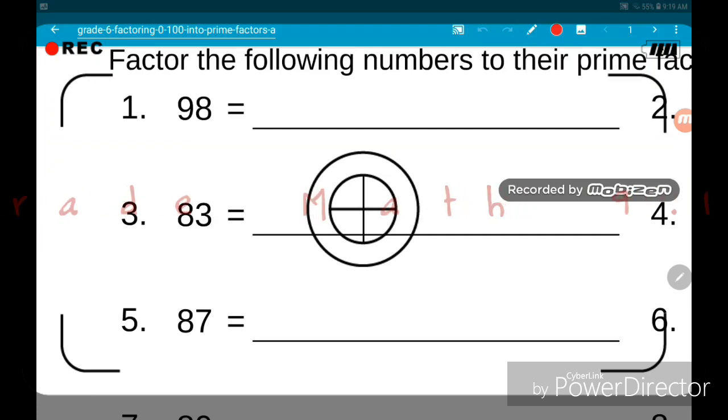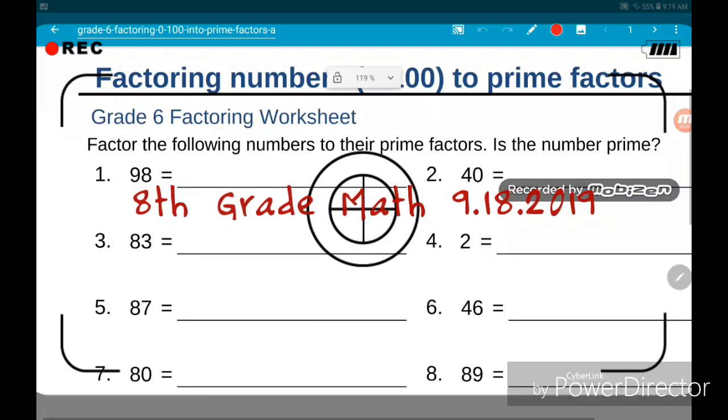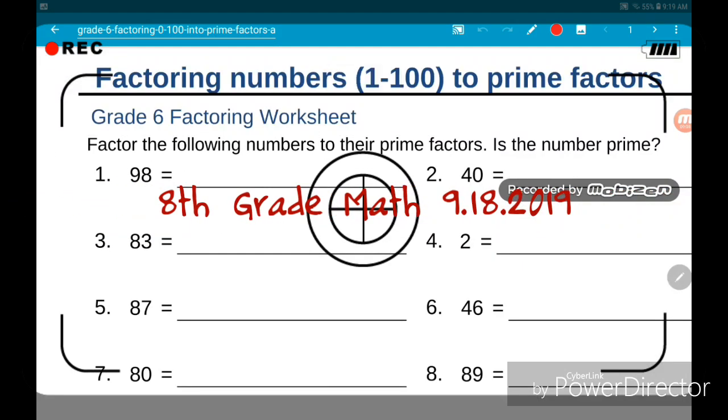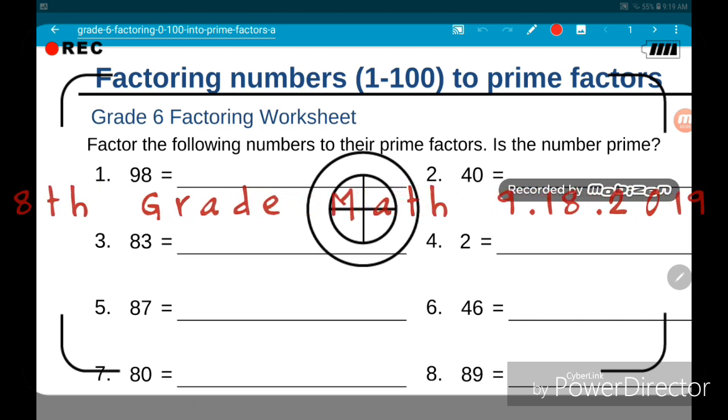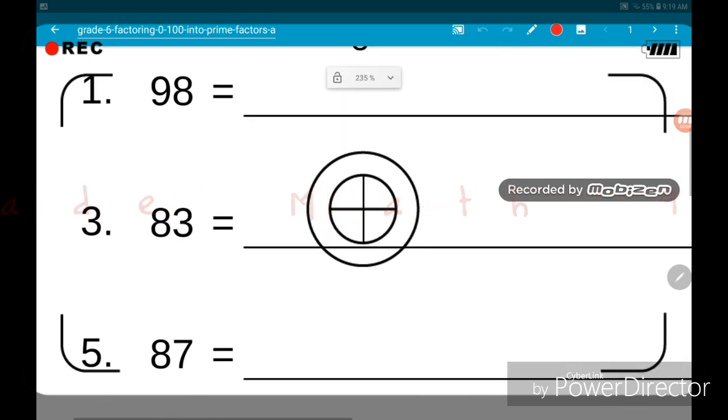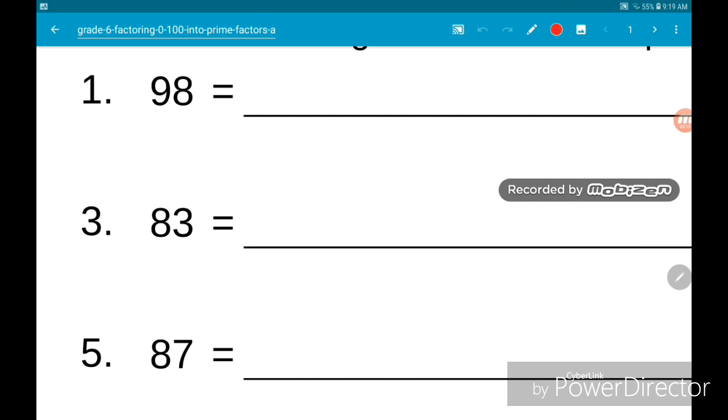Prime factors. There's two sides. This side is called factoring to prime factors. Can someone tell me what a prime number is? Raise your hand if you know what a prime number is. I don't know how to describe it. Well, we use the multiplications to find the number.